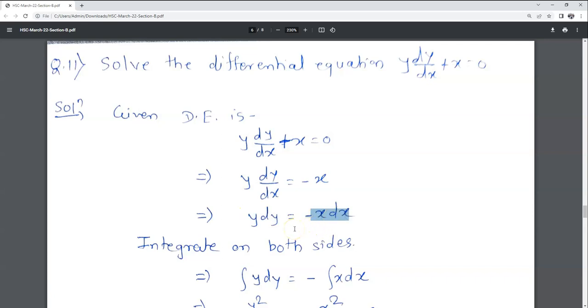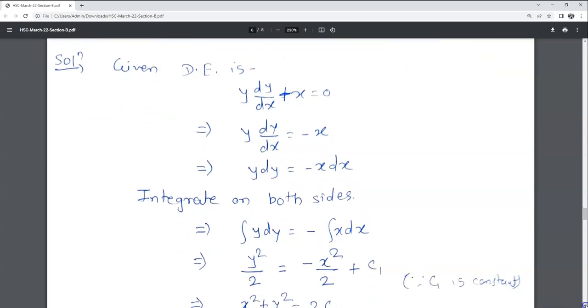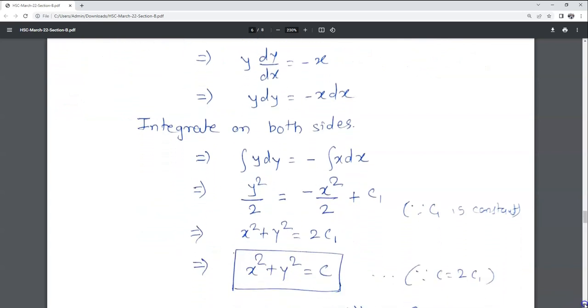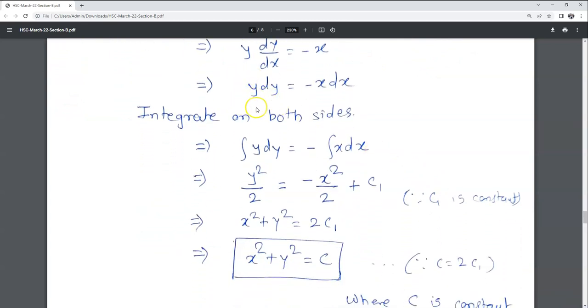See, this is not the only method to solve differential equations. This is easy, so it works with the variable separation method. Now when you get this kind of thing, you just need to integrate on both sides. After integrating both sides, what will come? Integration of y dy, and taking the minus sign outside, integration of x dx. Now what is the integration of y? y square upon 2 is equal to minus x square upon 2 plus c1.